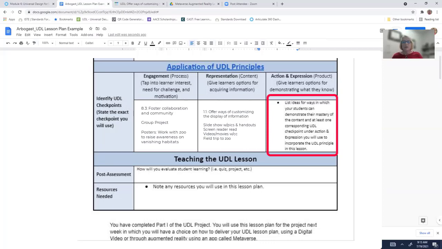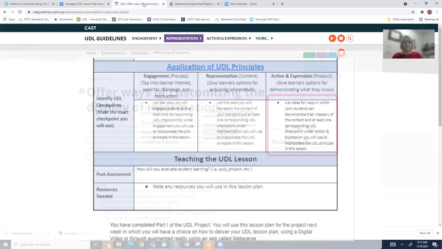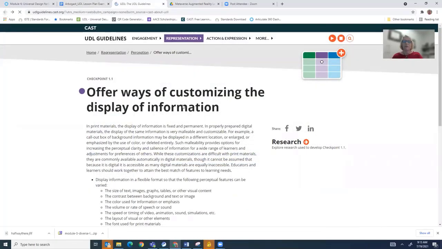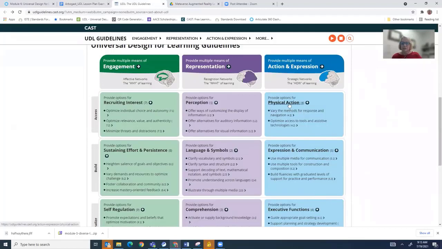Okay, well, let's take a look at our UDL principles and let's see what we have under action and expression. So we have physical action, expression and communication, executive function. Ooh, so this one, I'm going to go down here for expression and communication. This looks very techy, so that's why I was drawn to it. Use multiple media for communication, 5.1.